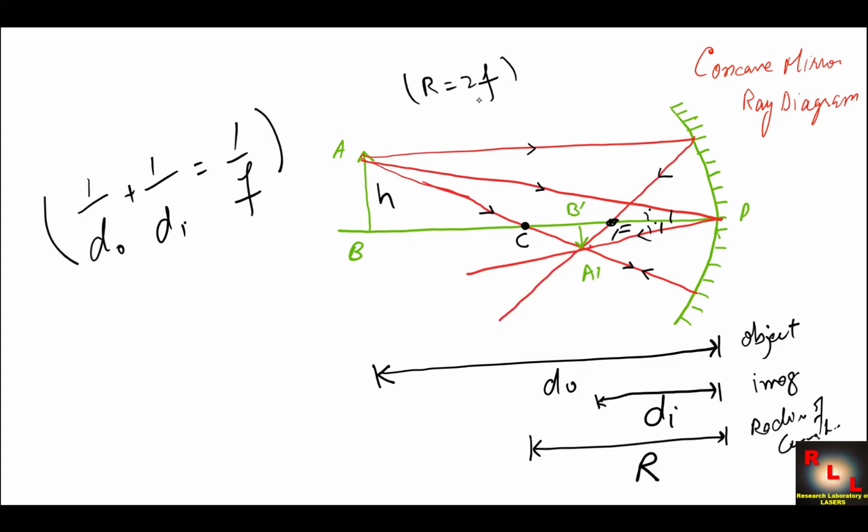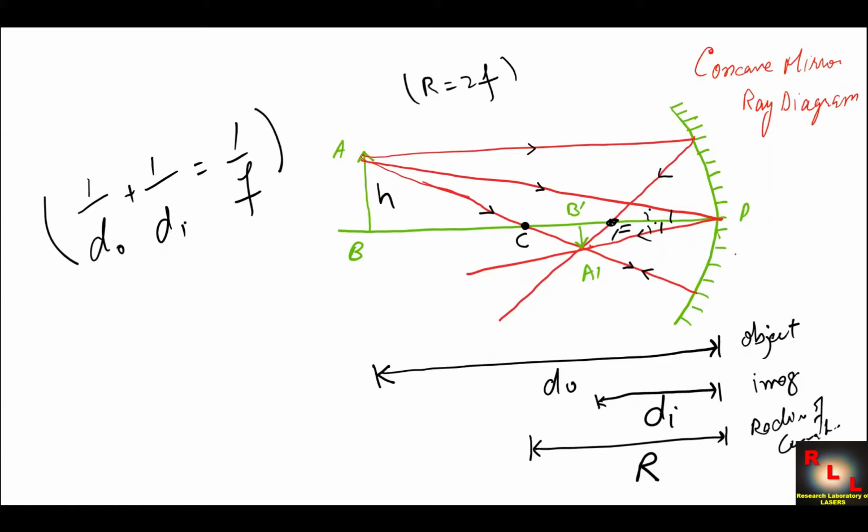Video on image formation, some rules for the image formation. In this video, I'm going to discuss the ray diagram and the basic equation, the mirror equation, and how to find out where the image can be formed, if we know the position of the object, with the help of this ray diagram.